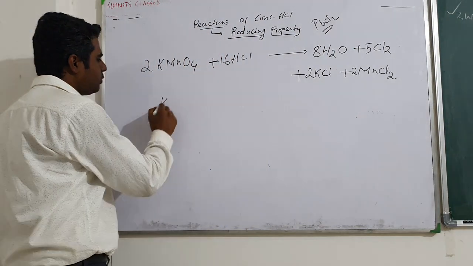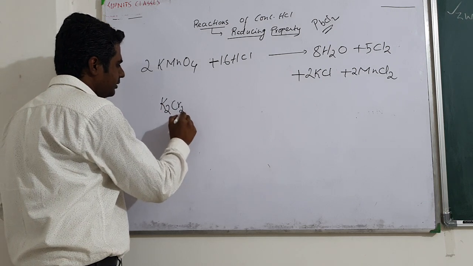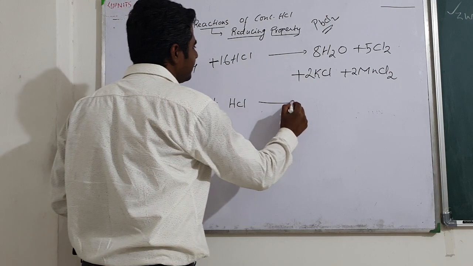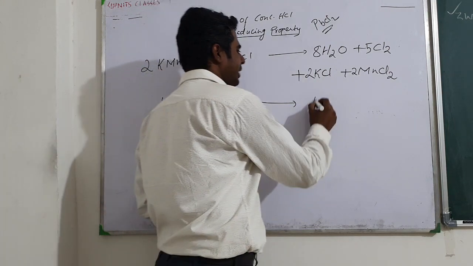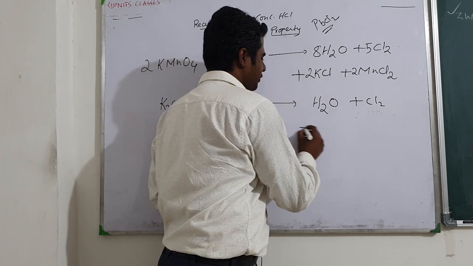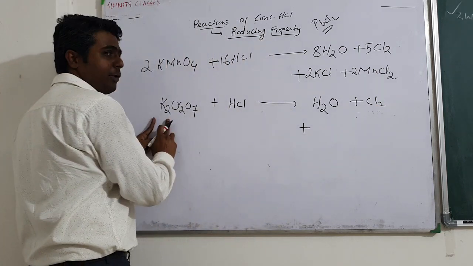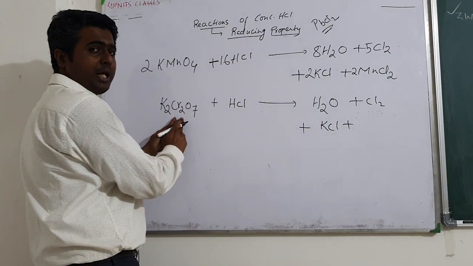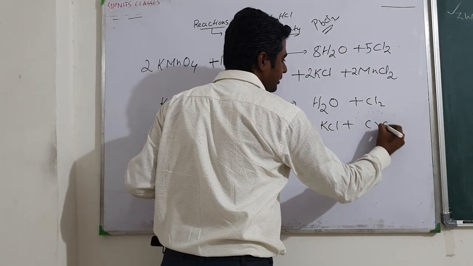Next is K2Cr2O7 plus HCl. Here also the products will be almost the same, H2O plus Cl2. Then salts. What are the salts that are possible? Potassium chloride KCl and chromium chloride CrCl3.